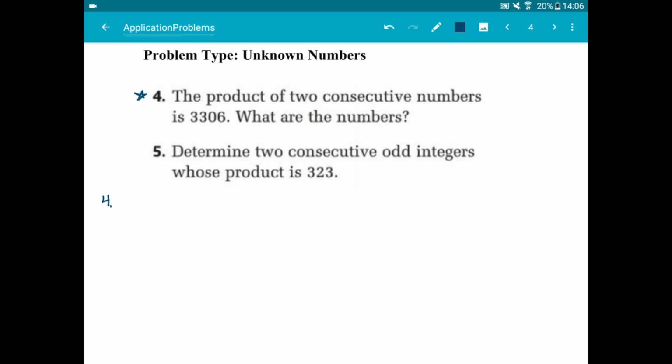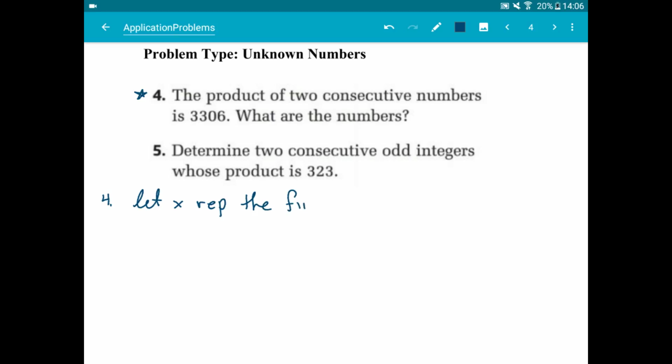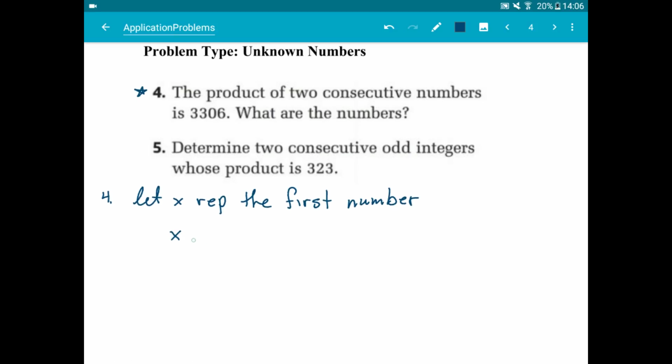Number 4 asks, the product of two consecutive numbers is 3,306. What are the numbers? We don't know what these numbers are, so we're going to let x represent the first number. The other one is related to this number in some way, so we probably won't need a variable for it, but we'll check. If x is the first number, then the next number would be one bigger. So the second number is going to be x plus 1. If it said another consecutive number, that'd be x plus 2, x plus 3, and so on.